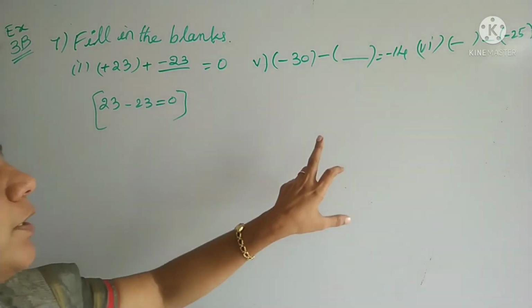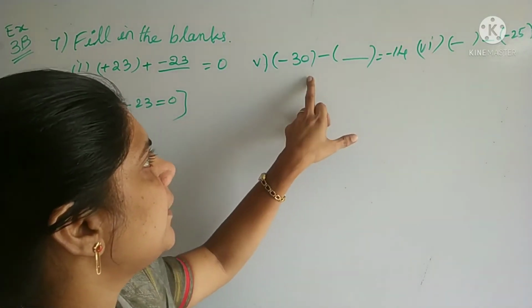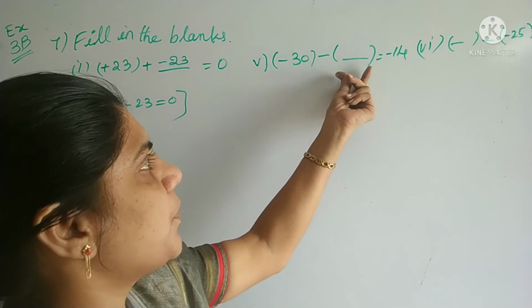Okay, good. Now see this one. Minus 30 minus something we have to subtract here.